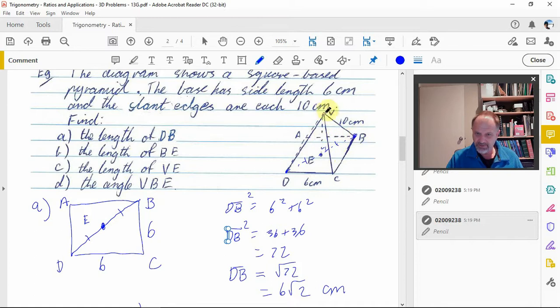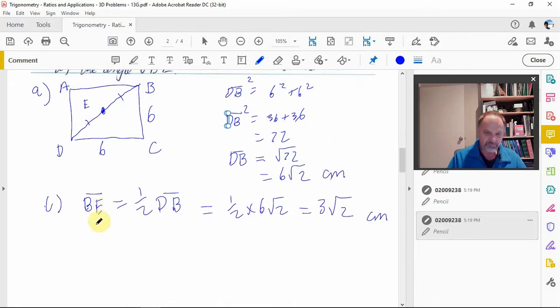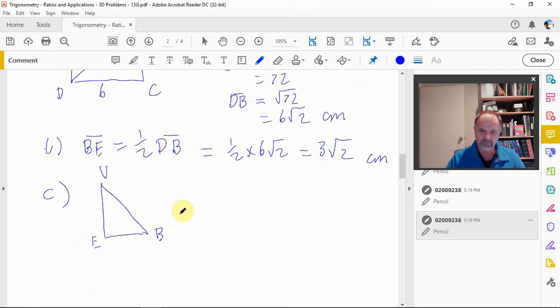So we've got this triangle here. So take that triangle out and draw it over here. There it is, like so. That's the V at the top, this is the E, this is our B. So B to E we've just figured out, that's 3 root 2, and the slant lengths were 10. So we've got that, and of course that's a right angle there.